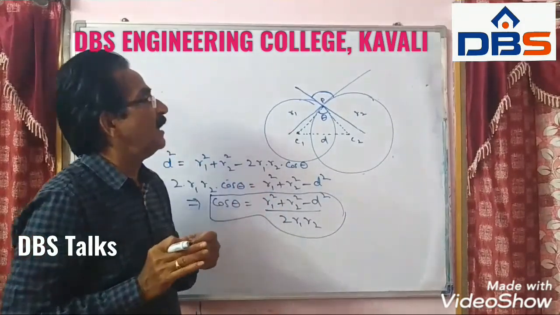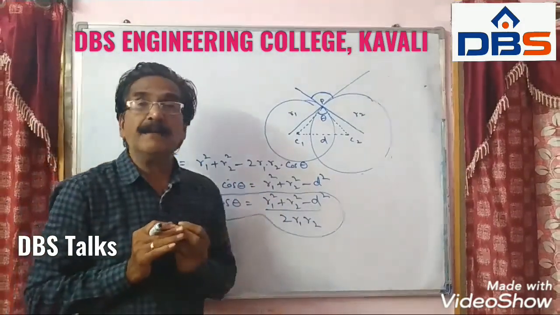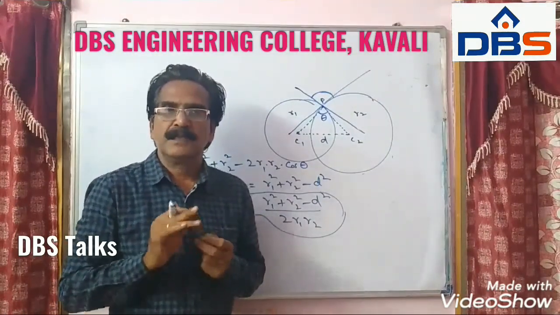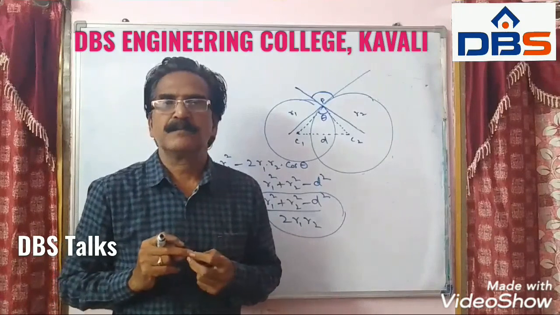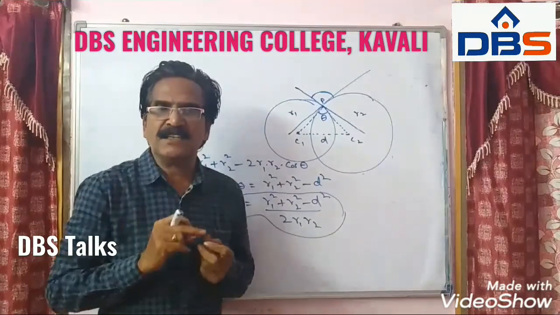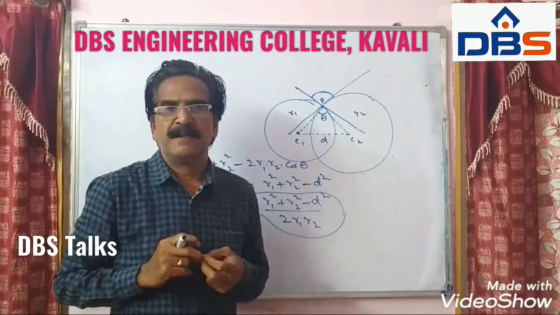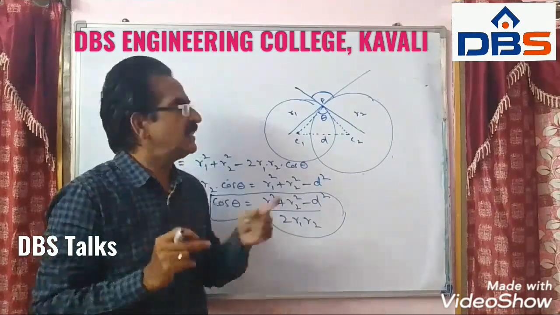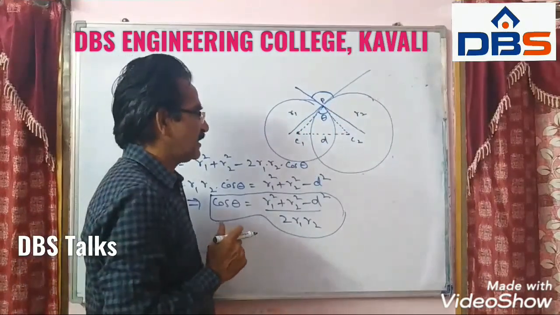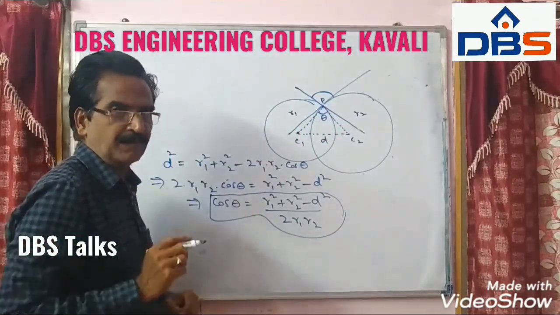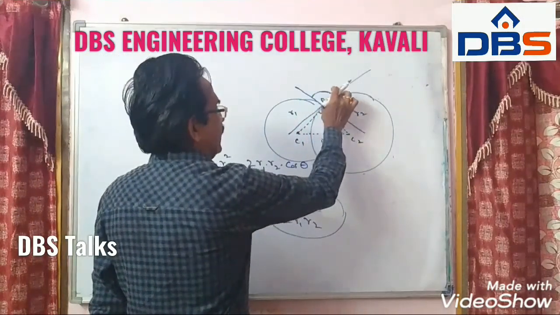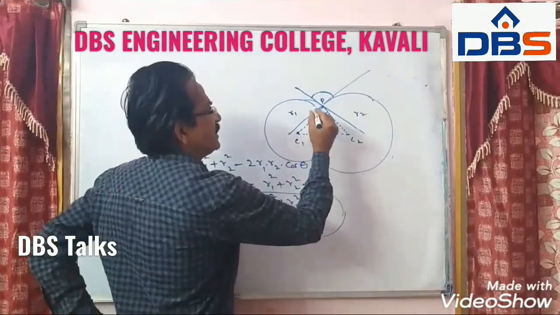But friends, theta is not the angle between the tangents. Remember this point. Theta is not your answer, because theta is the angle between the radii. From this you can find theta. But what is the exact angle? Let us see.